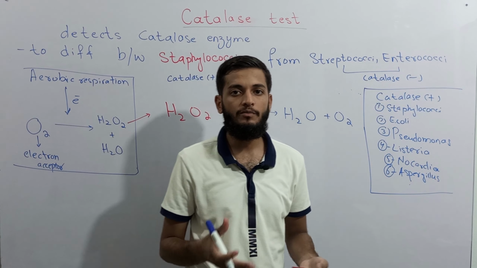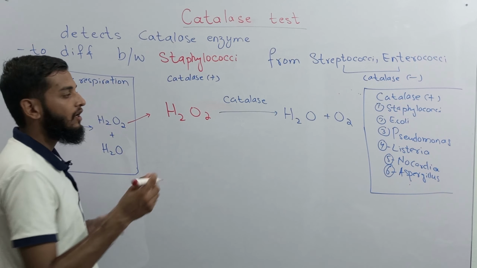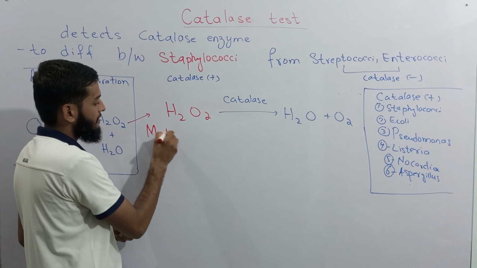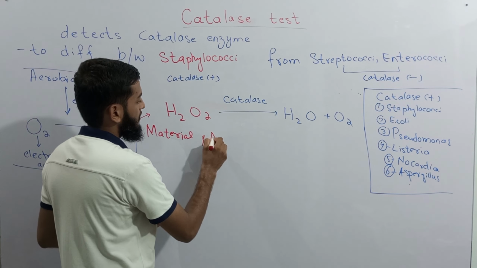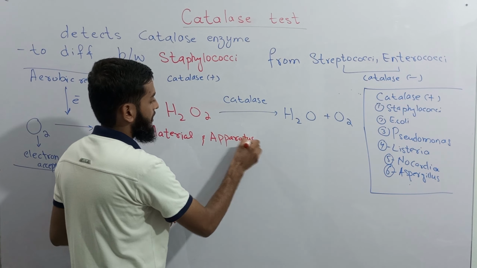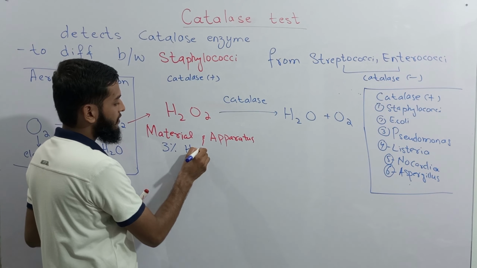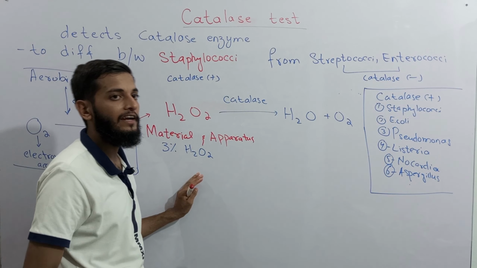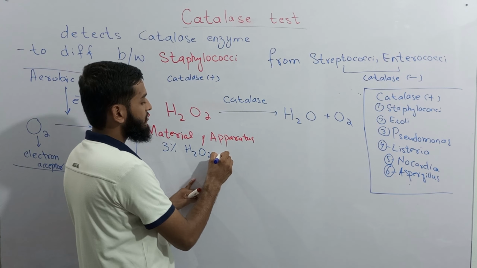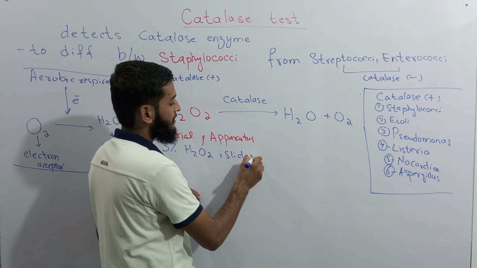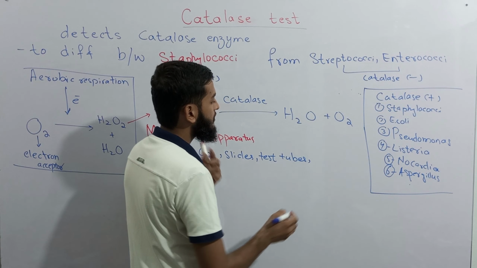Talking about how to perform this test and what is the procedure of this test, first we'll discuss the material and apparatus required. In this test, we need 3% hydrogen peroxide. This hydrogen peroxide is light sensitive, so it is stored in brown bottles. Other than 3% hydrogen peroxide, we need slides, test tubes, and a wooden stick.